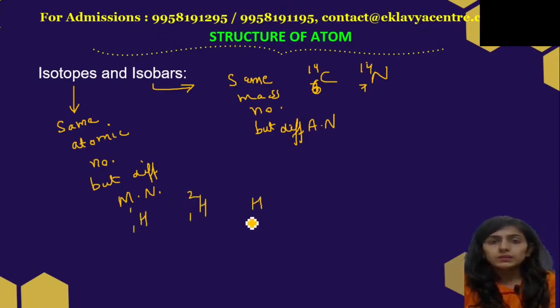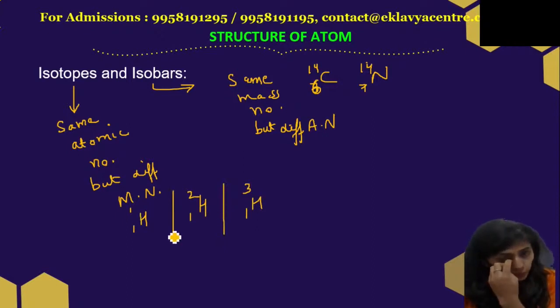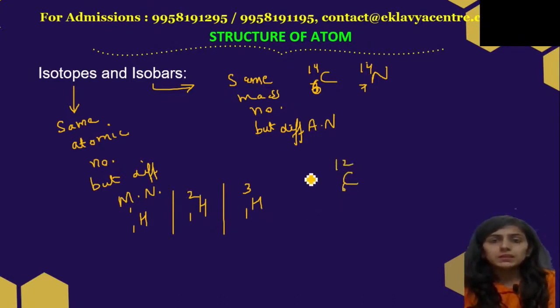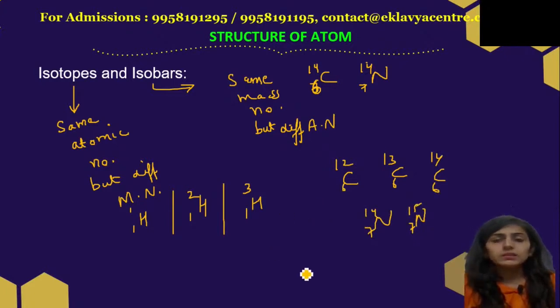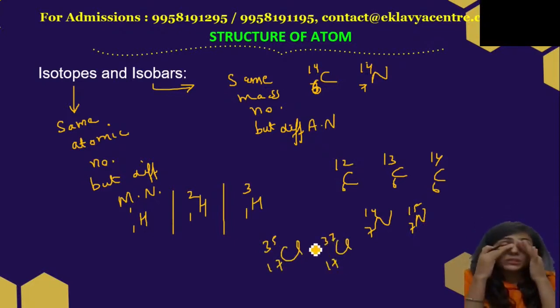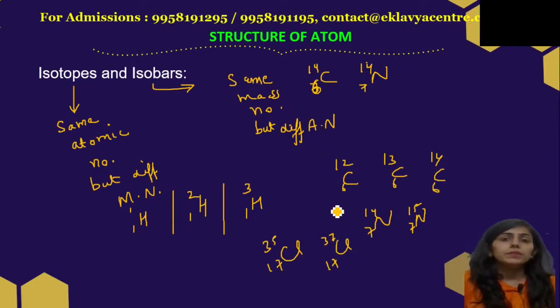Deuterium, tritium, hydrogen ion, right? So these are protium, deuterium, tritium, right? Yes, beta. We have carbon-12 isotope, carbon-13 isotope and carbon-14 isotope. Nitrogen-14, 15, right? Like chlorine-35, chlorine-37, right? So these are the isotopes. Clear, Peter? And these are the isobars.